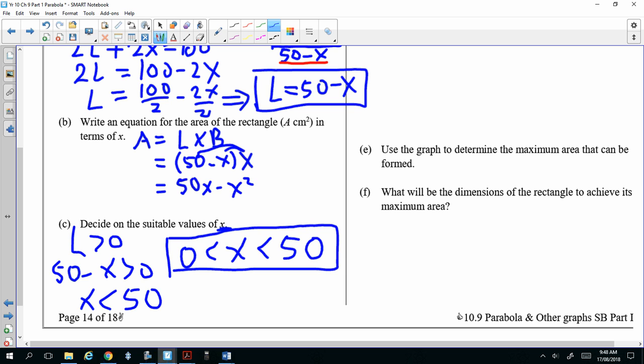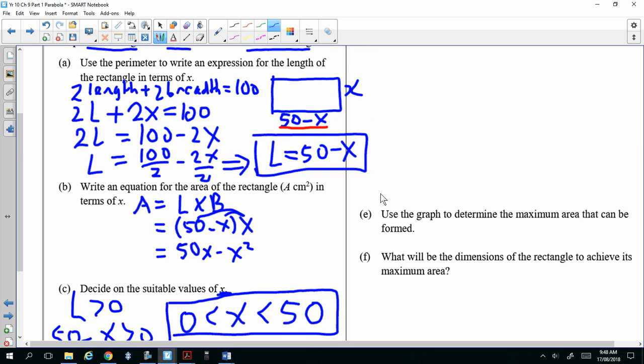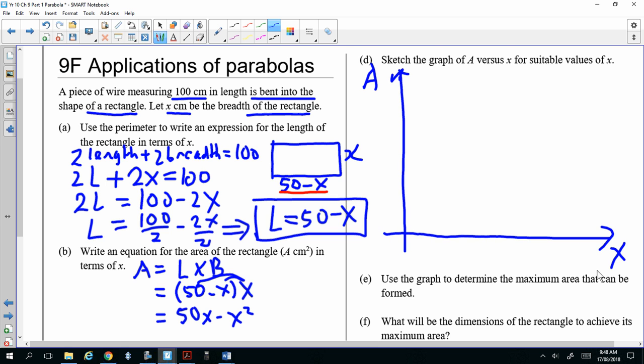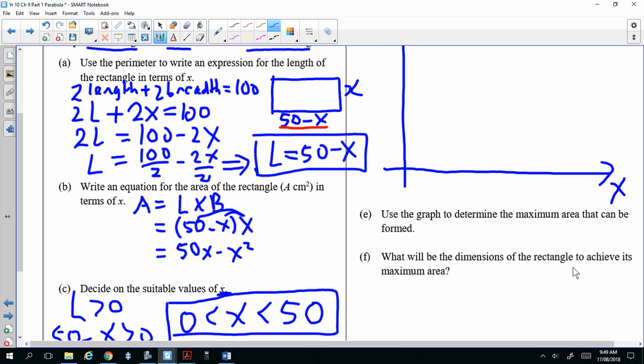So for this problem, the highest value x can be is 50. The lowest it can be is 0. And once you do that, we're going to draw the graph of the area against x. Okay. Now remember, the smallest x can be is 0. The highest it can be is 50.